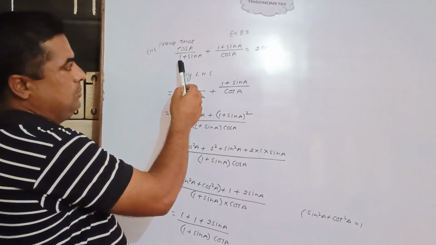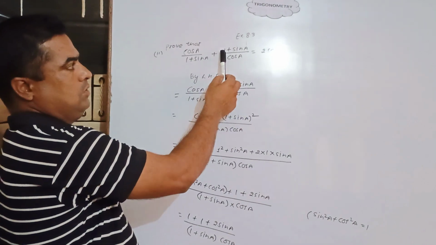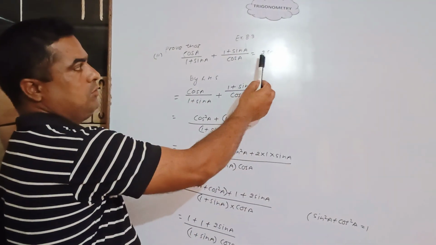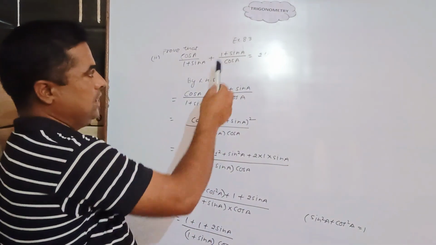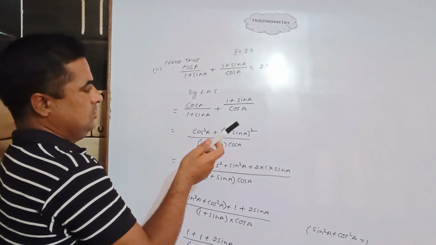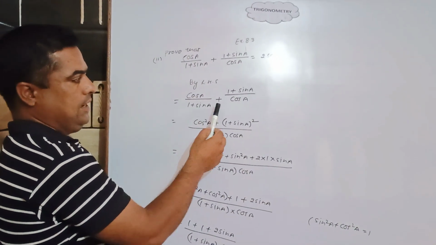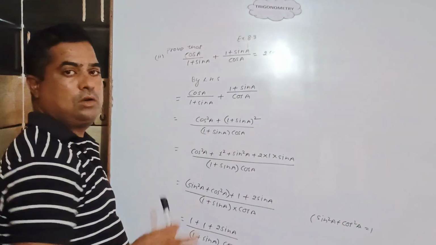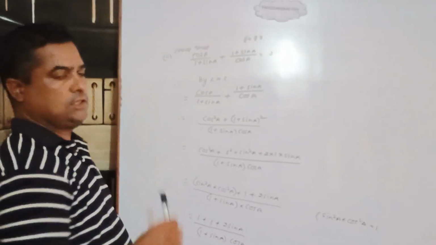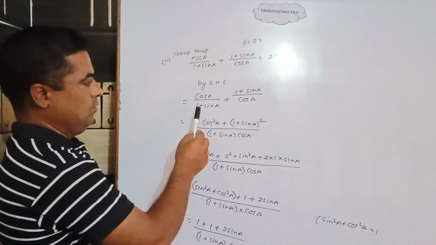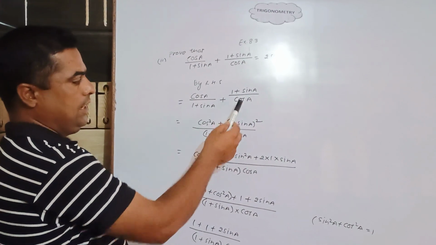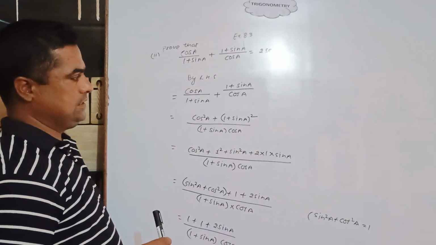Prove that cos A upon (1 plus sin A) plus (1 plus sin A) upon cos A is equal to 2 sec A. Students, we are taking the left hand side. So for the left hand side, we are writing cos A upon (1 plus sin A) plus (1 plus sin A) upon cos A. There are two fractions, so we will take the LCM (1 plus sin A) into cos A.